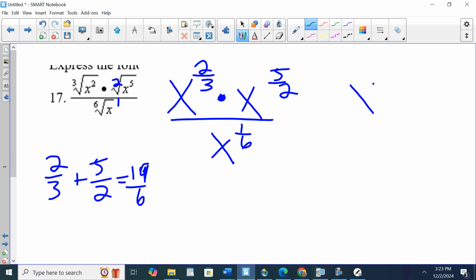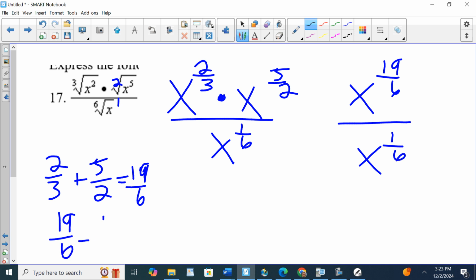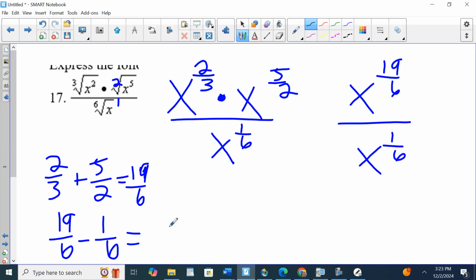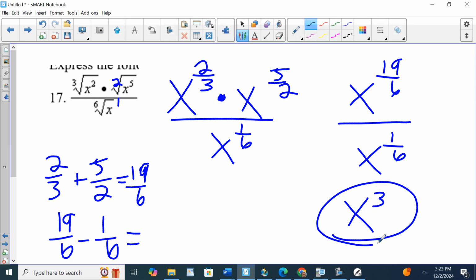So that becomes x to the 19 over 6 over x to the 1 over 6. Now I'm dividing. When I divide, I subtract 19 over 6 minus 1 over 6. There is a common denominator, but if that's still too much for you, that's okay. 19 over 6 minus 1 over 6 is 3. X to the third is the answer.